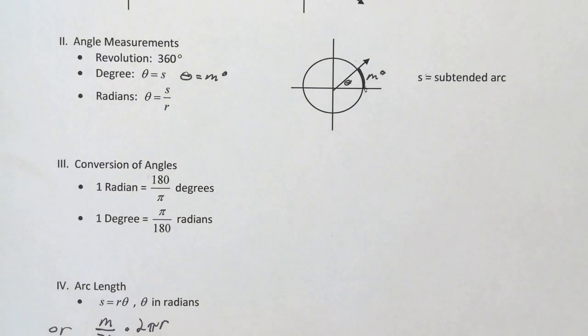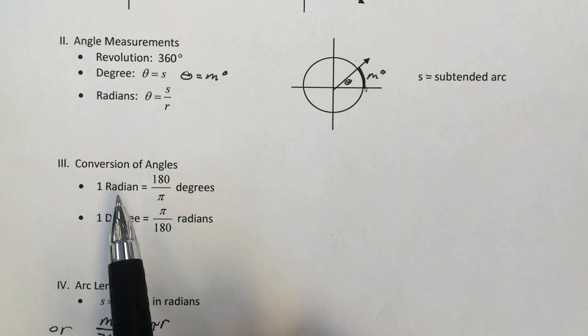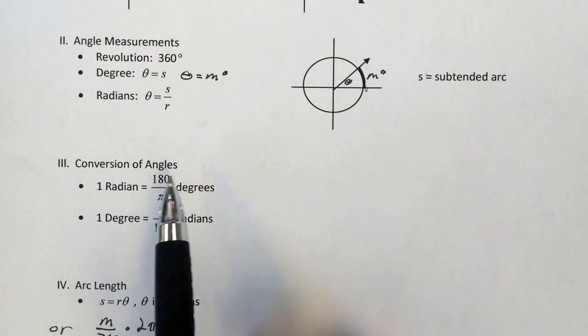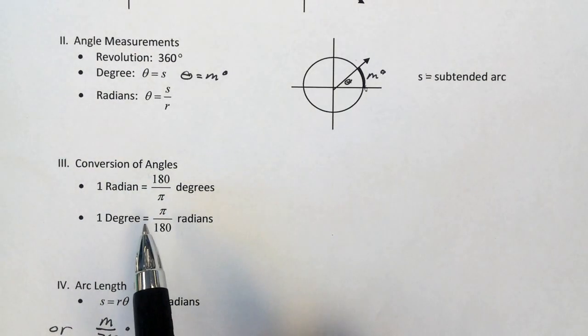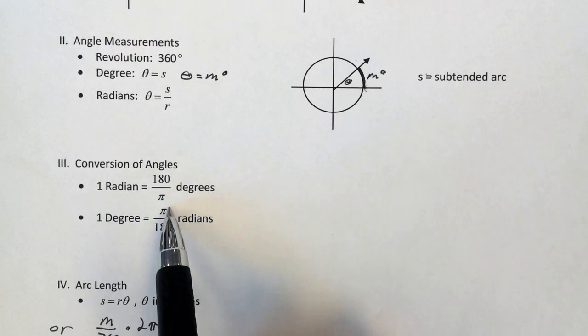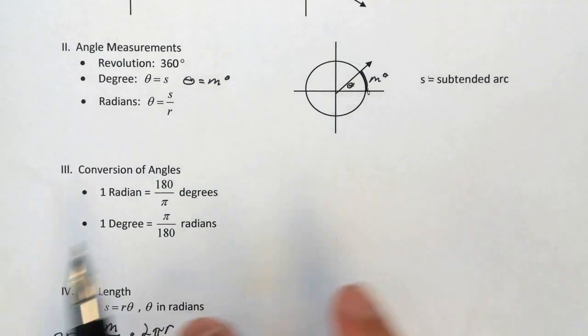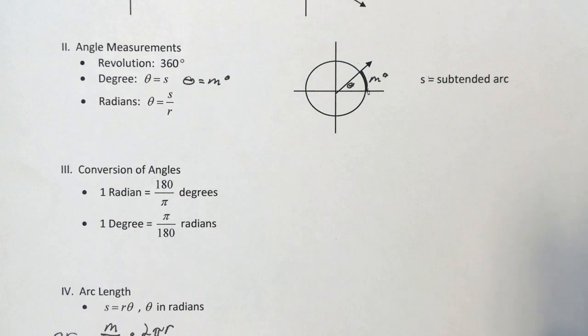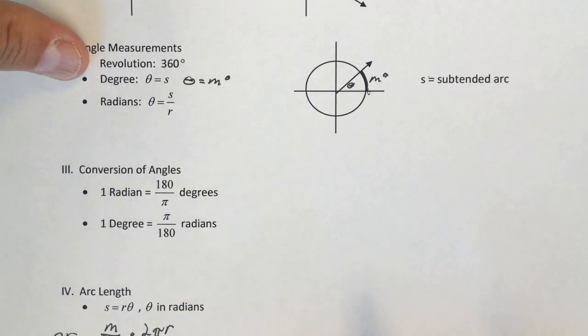Our conversion of angles: to get from radians to degrees, you're going to do 180 over pi. And to go from degrees to radians, you're going to do pi over 180. So today you're going to have to go back and forth between the two.